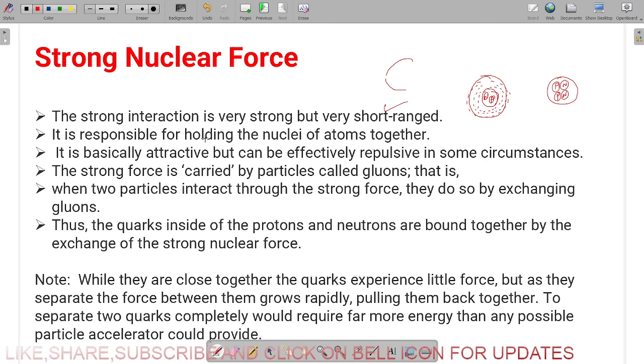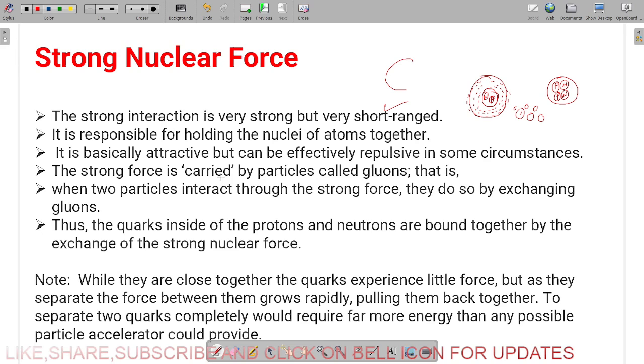It is responsible for holding the nuclei of atoms together. Nuclei of atoms together in the sense that protons and neutrons become a nucleus. There are a number of nuclei in an atom or in matter. So these nuclei are held together. It is because of the strong nuclear force. That means there is a strong attraction force between protons and neutrons. Hence, they are held together. It is basically attractive but can effectively repulse in some circumstances.